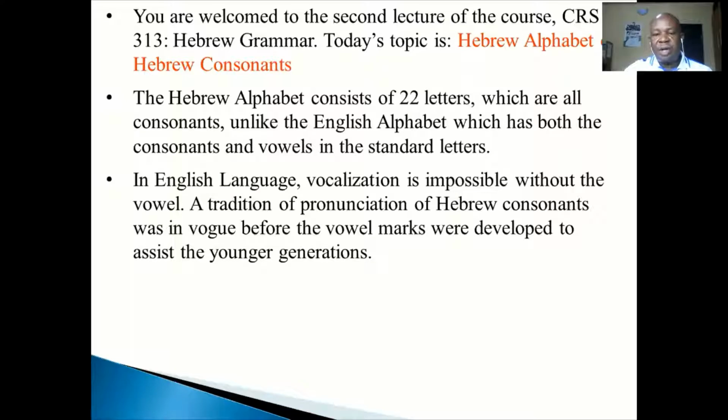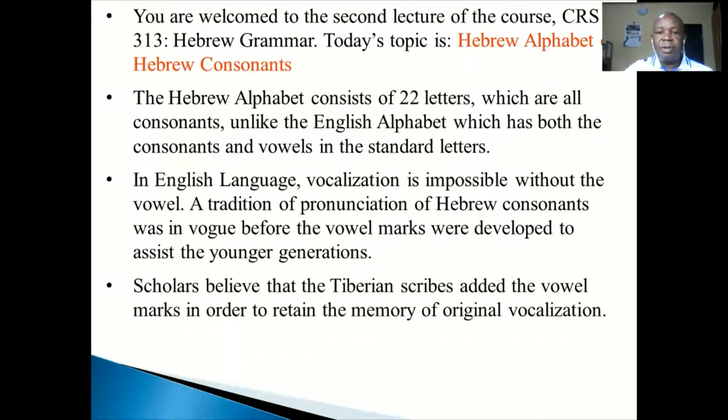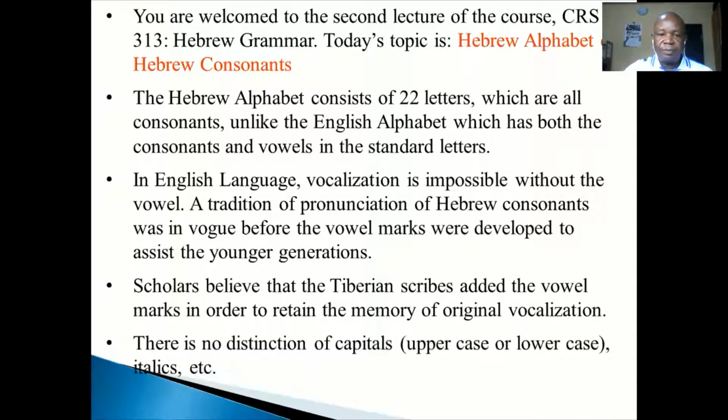If you go to Israel now, all their write-ups, if you are watching their signboards, they write their words in consonants only. They themselves know how to pronounce it. They don't need the vowel signs. So the 22 letters have only consonants. There is no vowel sign. The Tiberian scribes were the people that provided those vowel marks. I'm going to explain them as we go on. There is no distinction of capital letters or small letters in Hebrew. It's just the letters, or you call them characters.